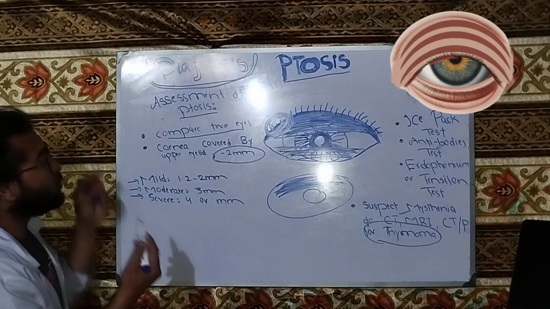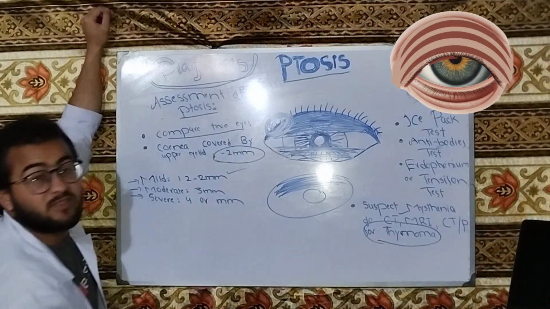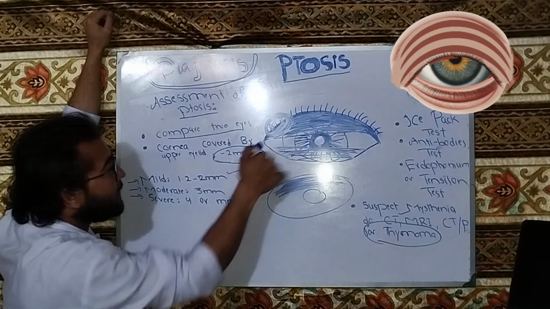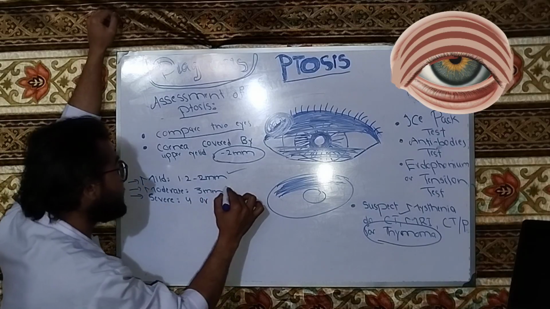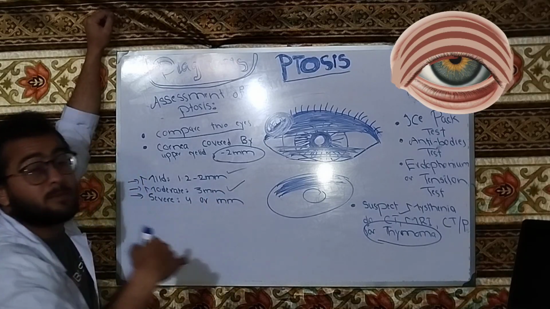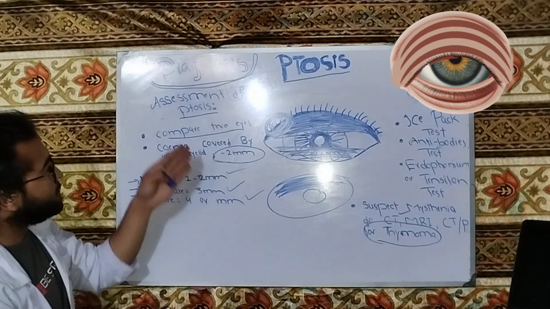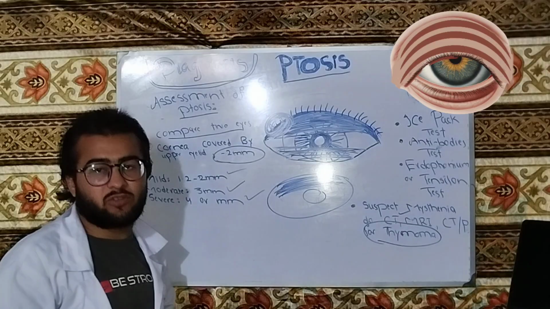Ptosis can be mild. For example, if it is 1 to 2 mm, it will be considered mild. If from this measurement the ptosis comes to 3 mm, it will be considered moderate, and 4 or more than 4 mm will be considered severe ptosis. So this was about the diagnosis and assessment of ptosis.